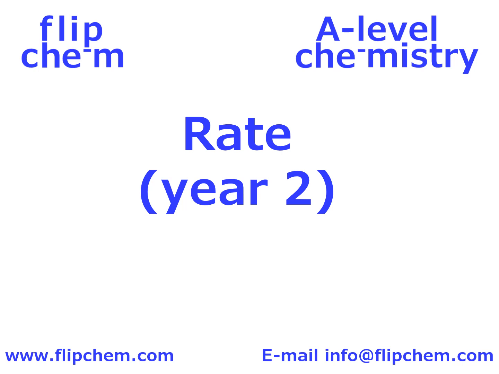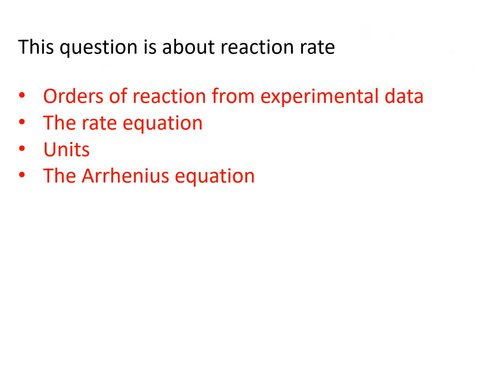The format follows the same as usual, where red text is extra information, blue text is the model answer, what you should write, and black text is the question. The question is about orders of reaction, so you need to know how to work out orders of reaction from experimental data. You need to know what the rate equation is, the units associated with the rate constant, and also the Arrhenius equation. Let's take a look at the question.